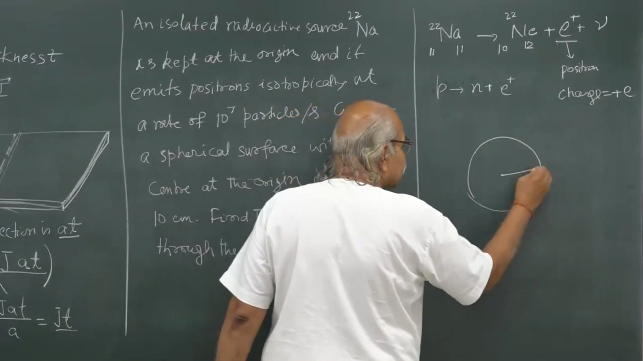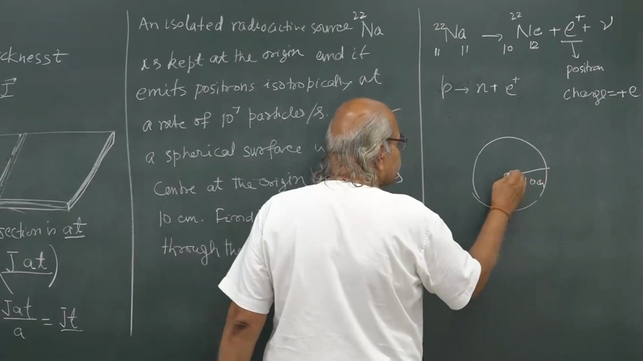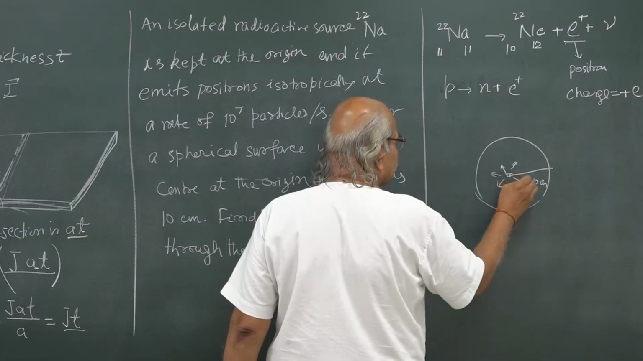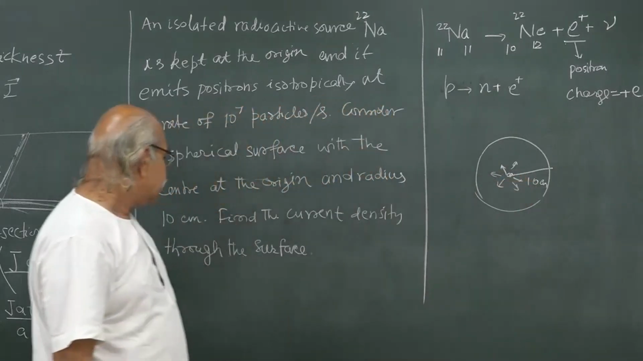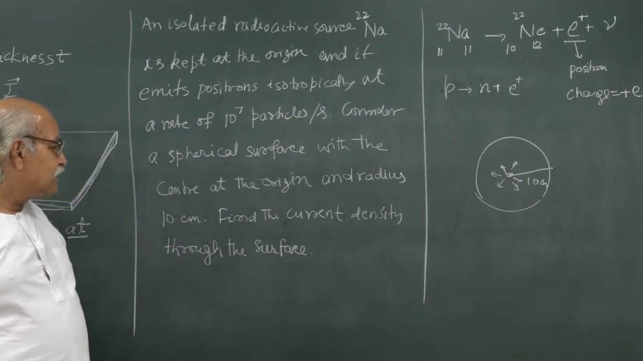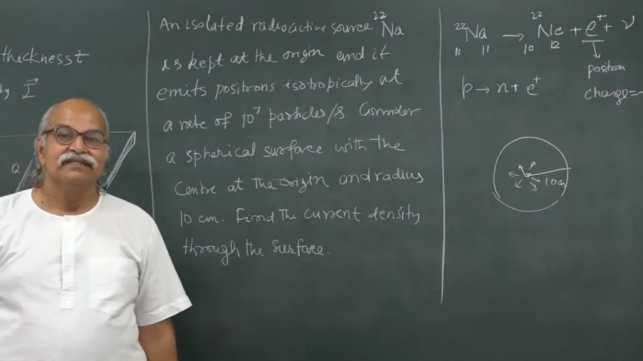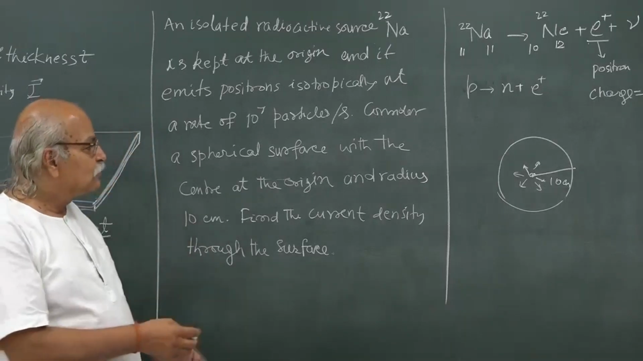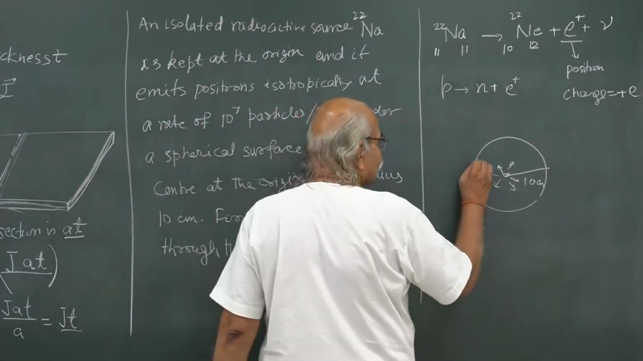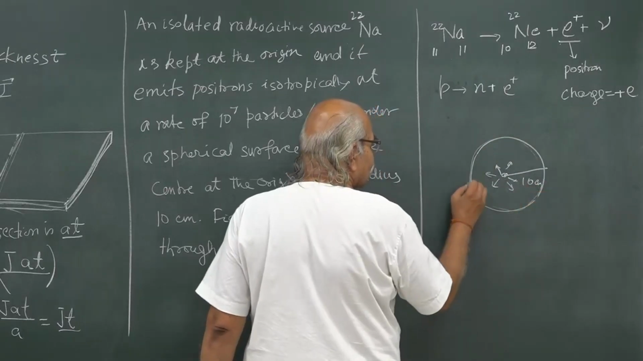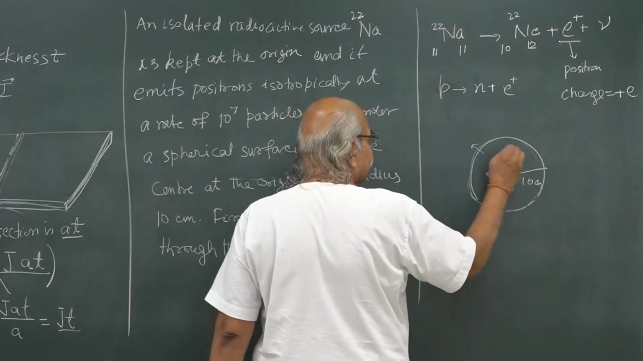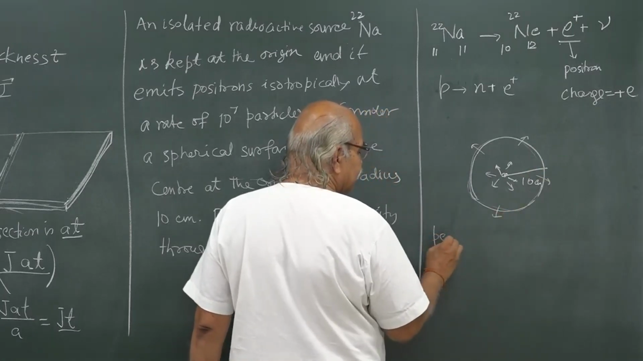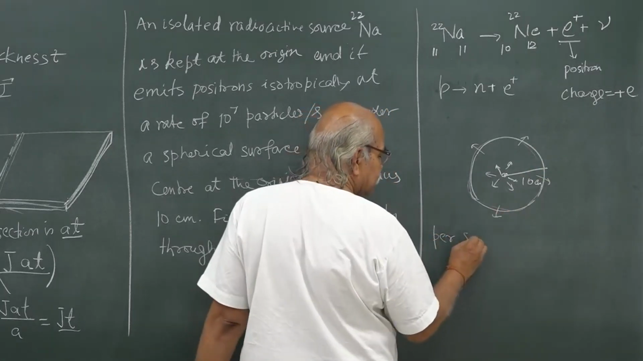So, radius 10 centimeter, and here is that positron source sodium 22, which is emitting positrons in all directions, and then you have to find the current density through the surface. How much current is going through this surface per unit time? These positrons are going this way. So, per unit time means per second.